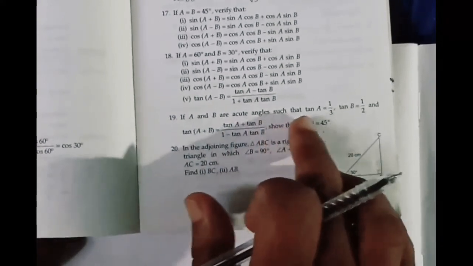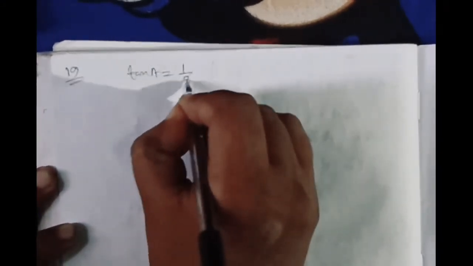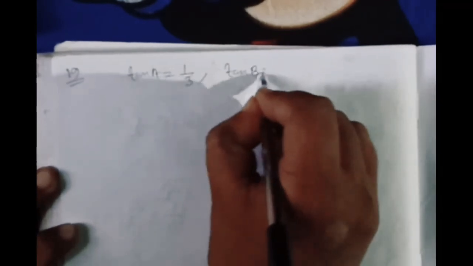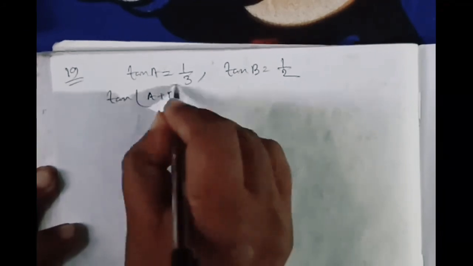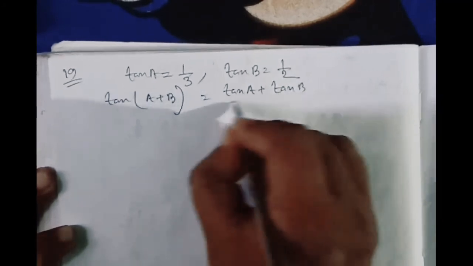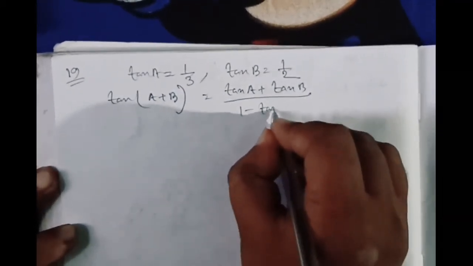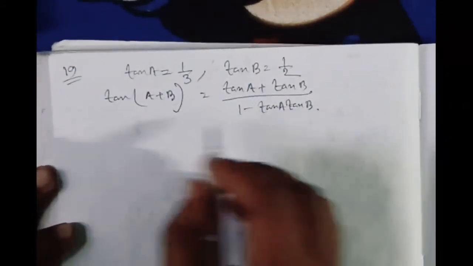Next, come to another question, question number 19. If A and B are two acute angles such that tan A is equal to 1 by 3, tan B is equal to 1 by 2, and tan A plus B is equal to tan A plus tan B by 1 minus tan A tan B. We have to find the value of tan A plus B.